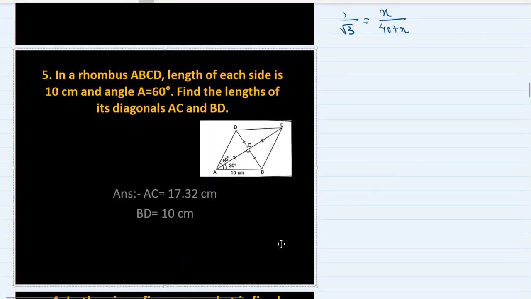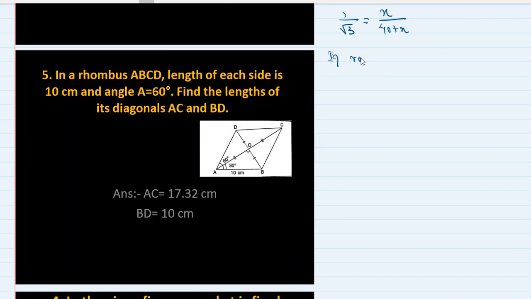This is a rhombus. So in a rhombus ABCD, length of each side is 10 centimeter. Okay, and angle A is 60 degree. Find the length of its diagonals. Okay, so this is a good question. So see, we will use a property of rhombus.